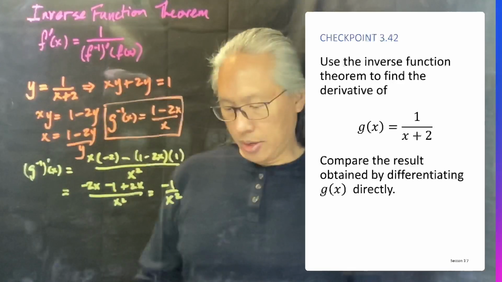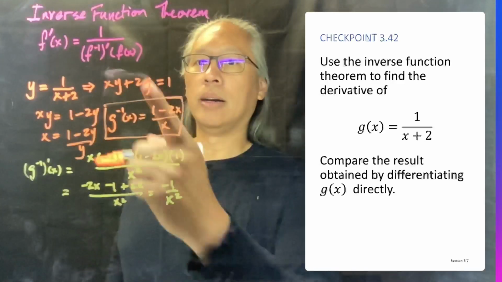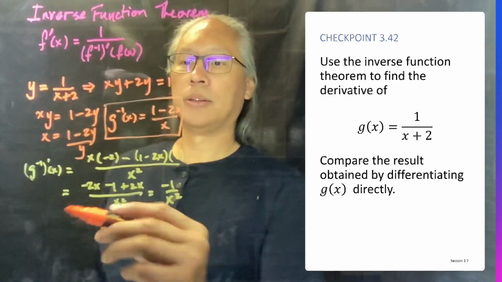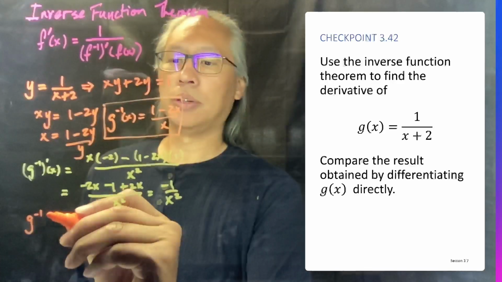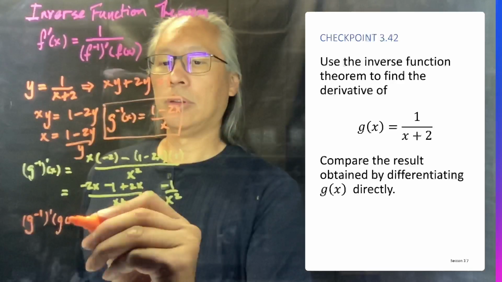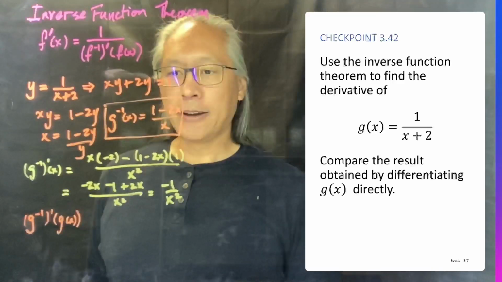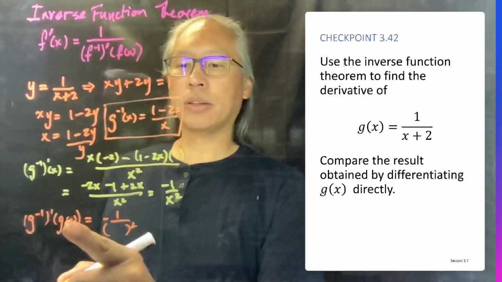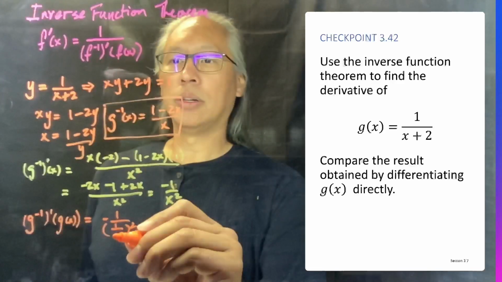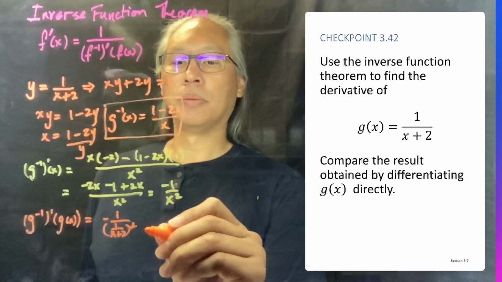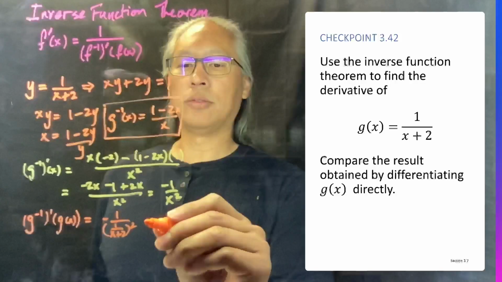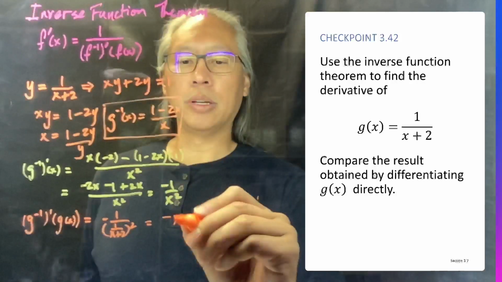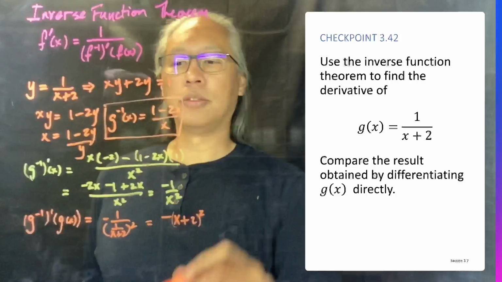And then we want to find out what happens when we put the original function, g of x, in for this. So we'll say g inverse prime of g of x is going to be negative 1 over x squared, but instead of x, we're going to have g of x, which is 1 over x plus 2. So this is just negative 1 divided by 1 over x plus 2 quantity squared, and the reciprocal of that is x plus 2 squared, so it'll be x plus 2 squared with a negative.